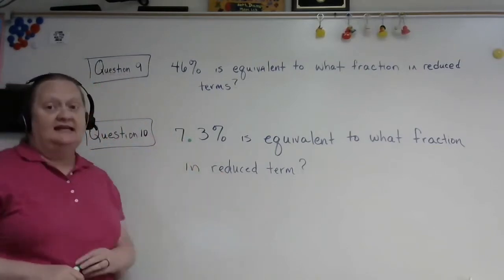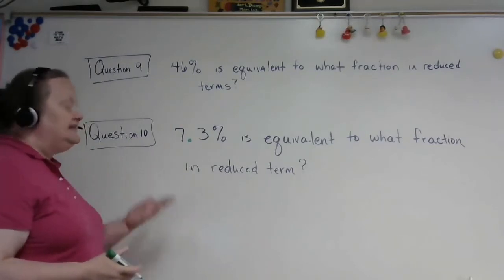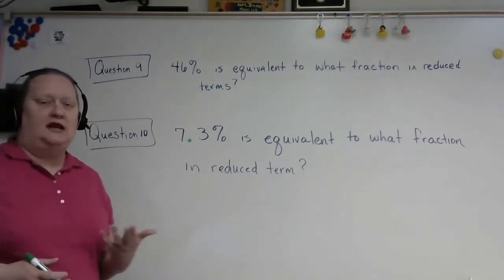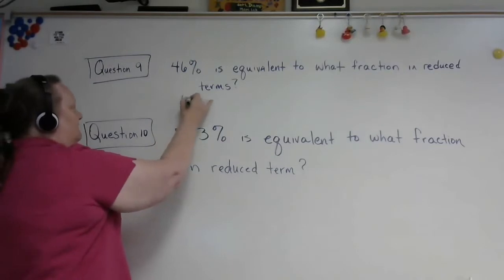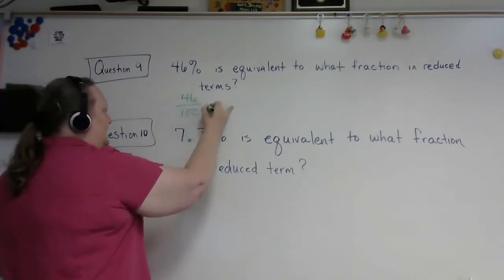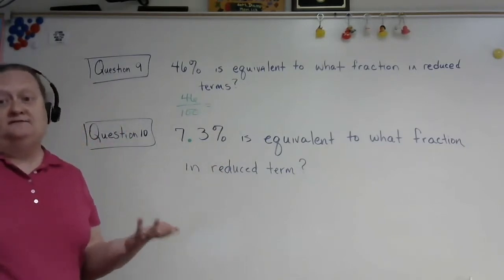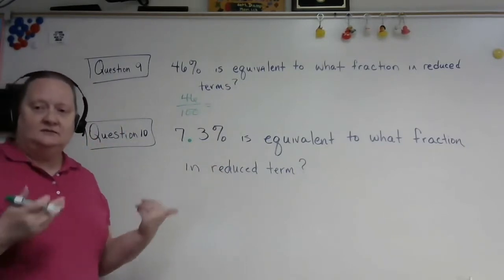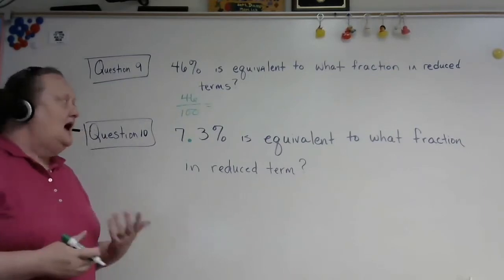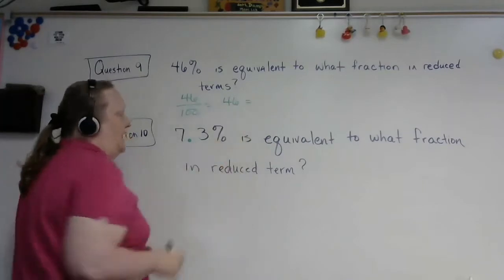So I'm going to show you both ways on this first one, because this one is really nice to do the first way, which is, what does percent mean? It means per 100. So that is 46 per 100. Now, if we type that in the calculator, that will change it to 0.46, moving the decimal back 2 places. But that does not give us a reduced fraction.